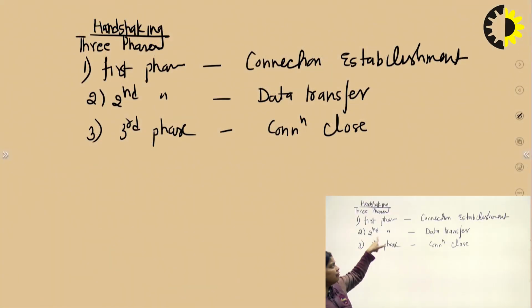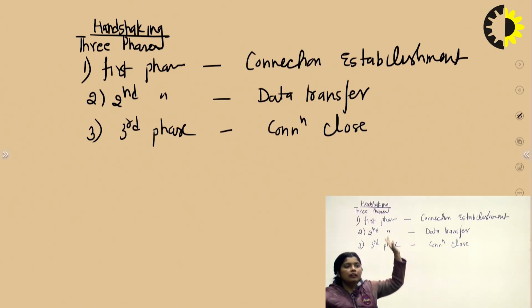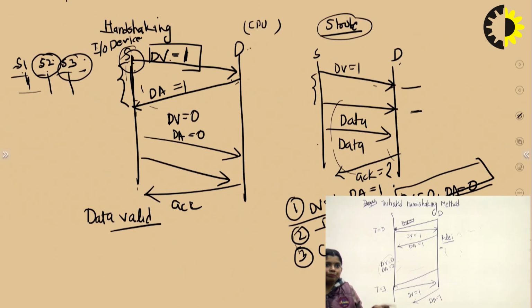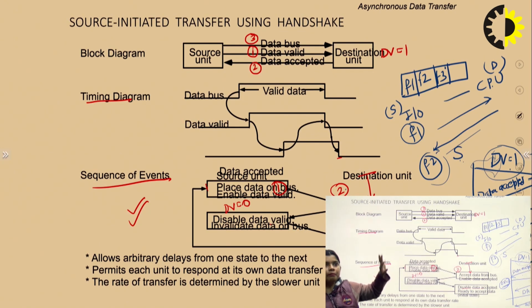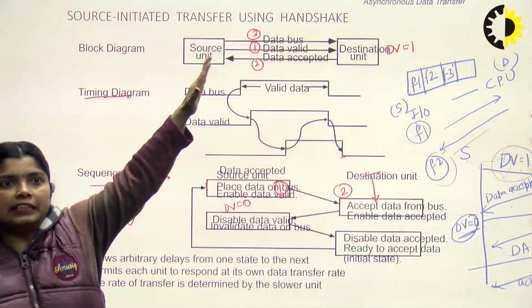In the second phase, all the data, whatever the source or destination have, they are transferring. And after all the transferring of the data is completed, the connection close will be there. So, this is the same. Now, the source initiated transfer.